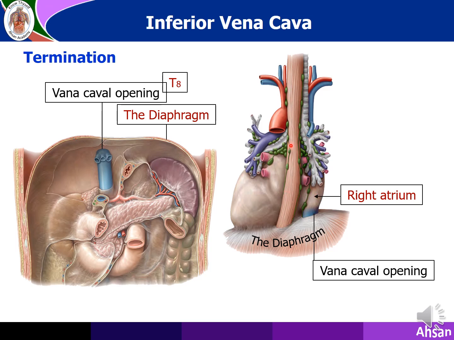So we are observing the heart from the back. It is the posterior mediastinum. This is the base of the heart. So you can see a small part of the vena cava that remains within the thorax.